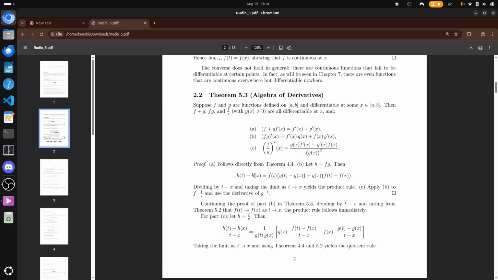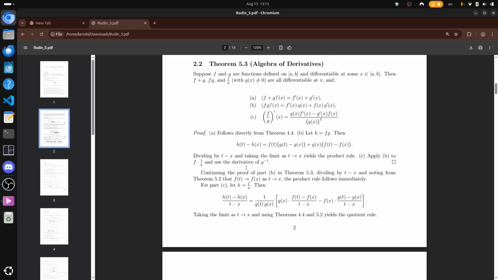Now, the proof is pretty straightforward here. It's basically you're going to take the differences of the functions times the other function and adding them together. And since you know the differences are basically the derivative times the run, which is t minus x, you can relate it to the derivative. So basically here you have this. If you want to show how the strategy works, you have this. h of t minus h of x is equal to f of t times g of t minus g of x plus g of x times f of t minus f of x.